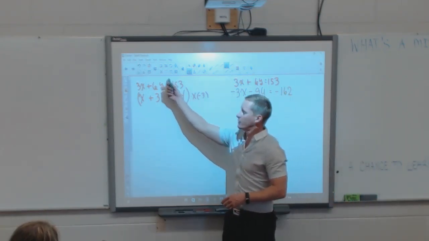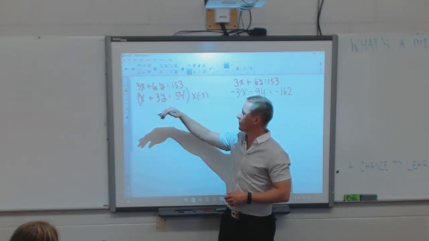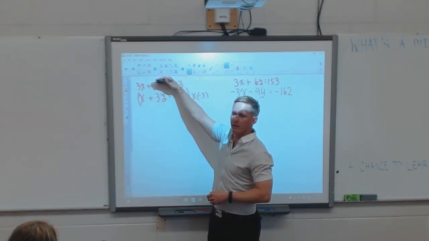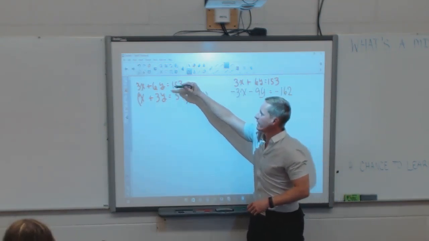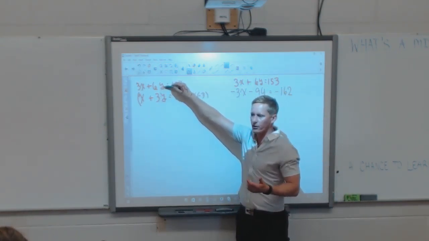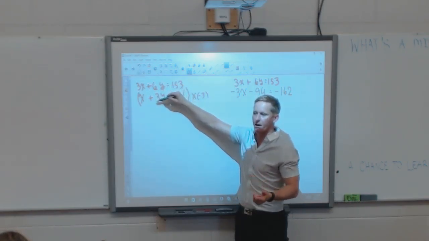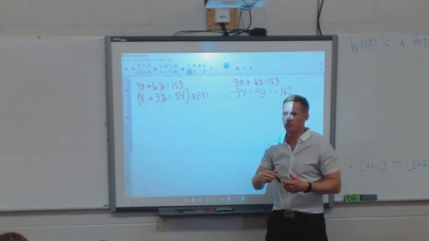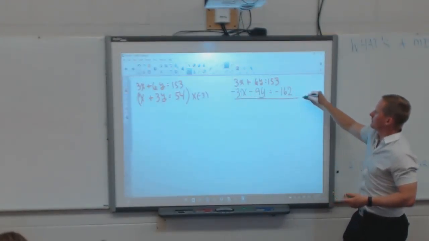Times one of the two equations by a number, and you can times them both. You could do it for both. I could times this by 2 and this by 3 or whatever, just so that you have what we call additive inverse. It's a conjugate, meaning that they're the opposite signs but the same number, so that when you add them, they cancel. They give you 0. Okay? So there's what I have.